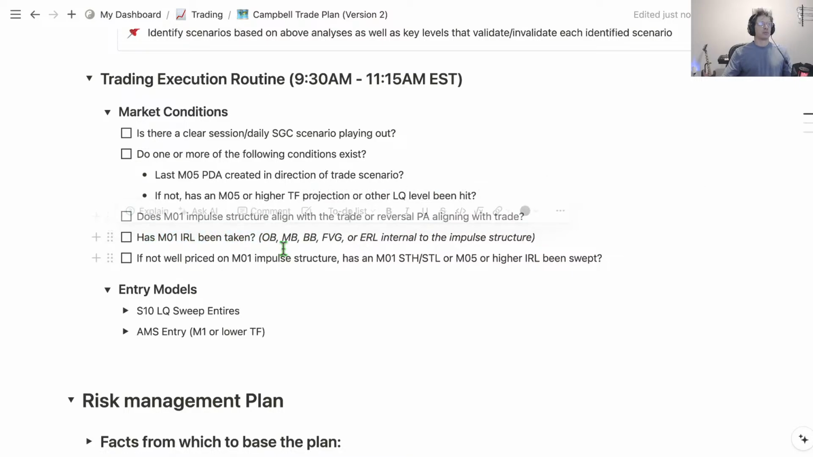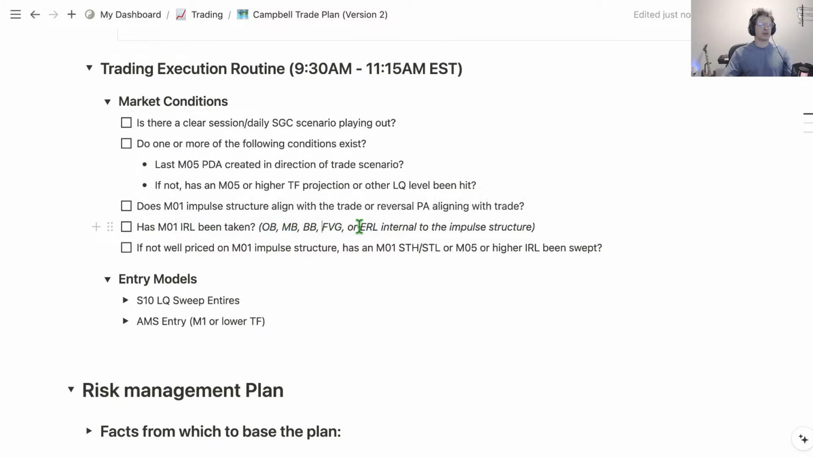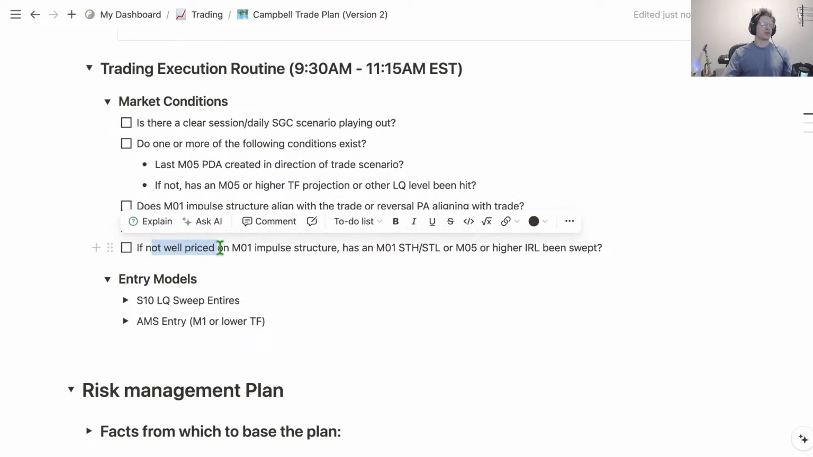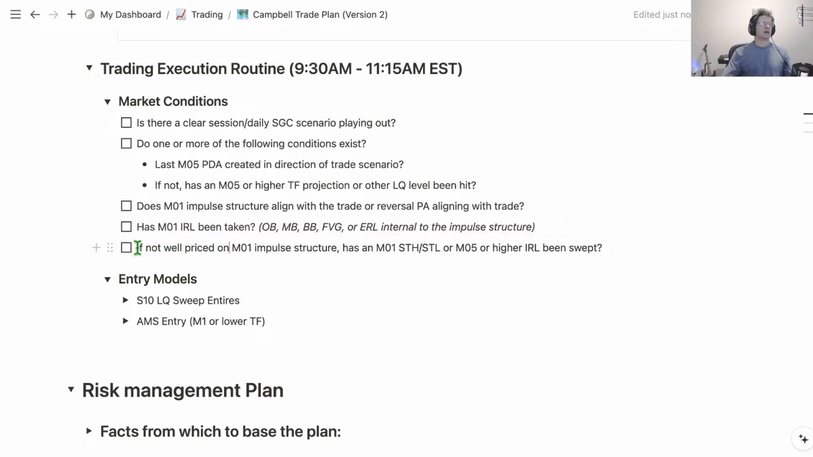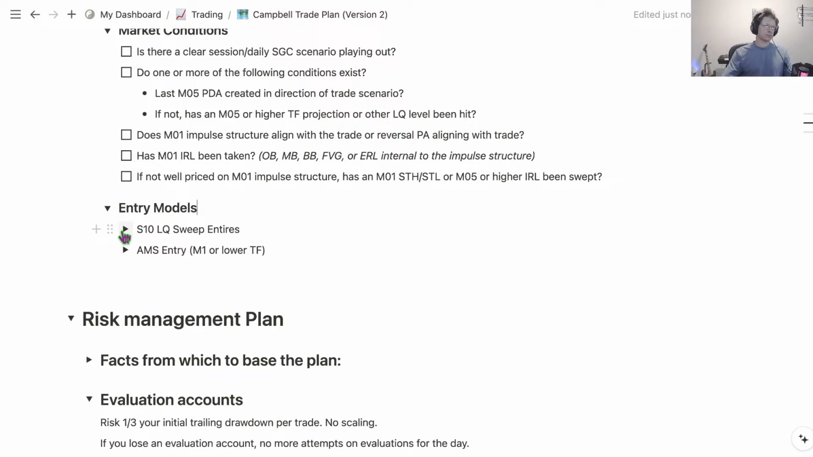Has after a sweep. Okay, so once I get that, have I swept any internal liquidity? That can be any of the blocks, fair value gap, or internal ERL. Internal, external. If I'm not well priced on my M1 impulse or reversal PA, I want a short-term high or low on the M1 or M5 liquidity to be swept. Okay, if all of that's met, I'm looking for the trade.